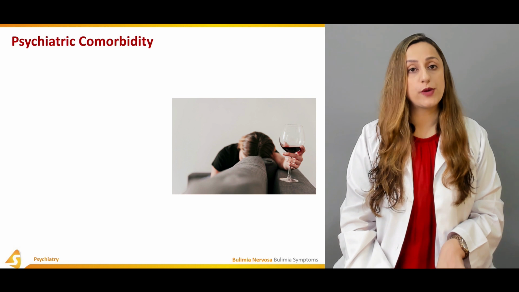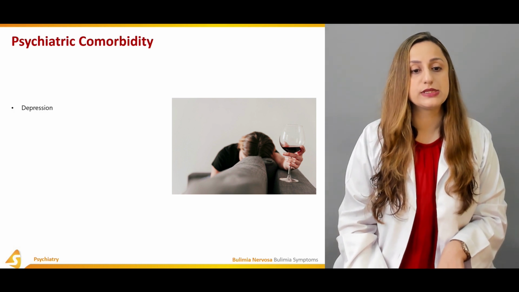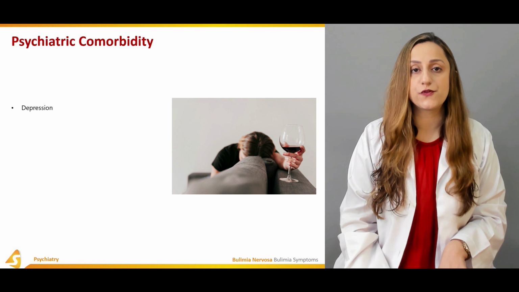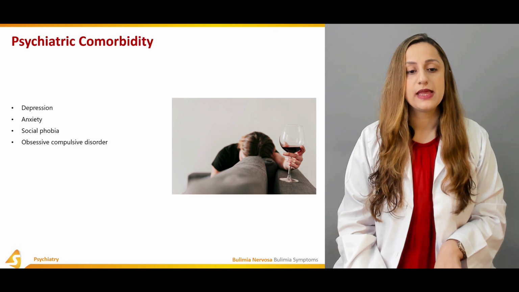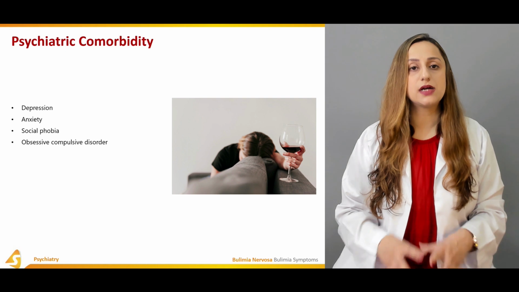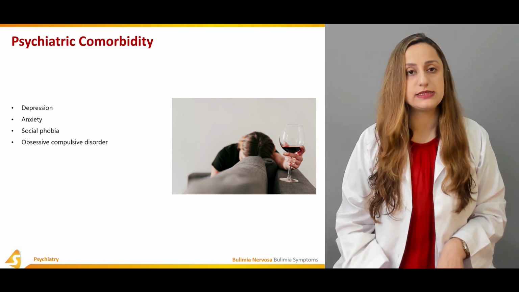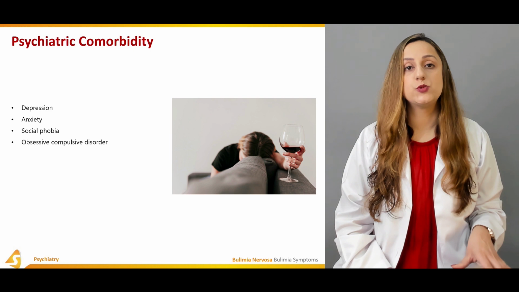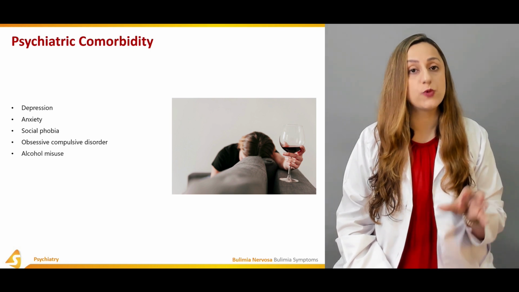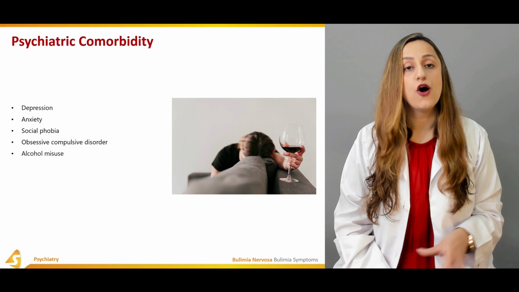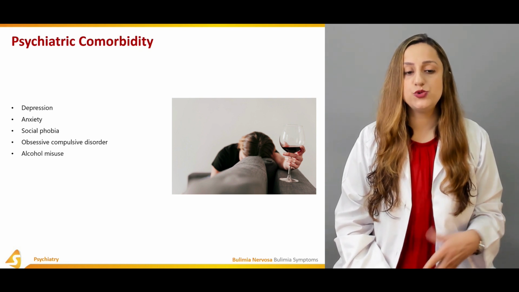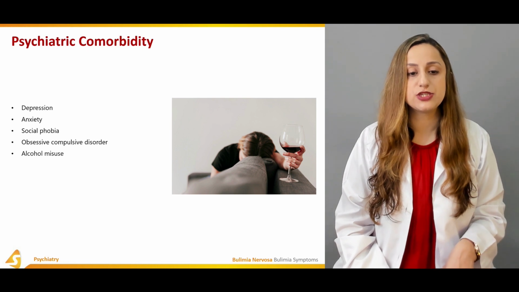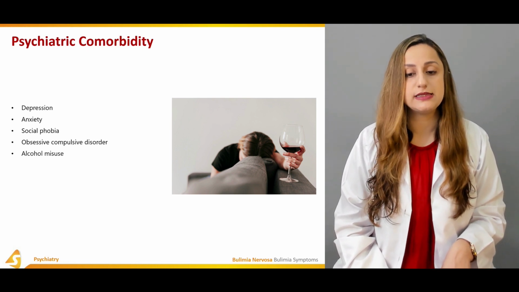The psychiatric comorbidities that usually exist in these individuals are depression. The person can suffer from depression. He can suffer from anxiety disorders, social phobias, as well as obsessive compulsive disorders. So these are the usual psychiatric comorbidities that we see in individuals suffering from bulimia nervosa, and the person can give you a history of alcohol misuse or any other substance misuse as well. So usually there is a history of substance misuse or addiction phenomena seen in these individuals.